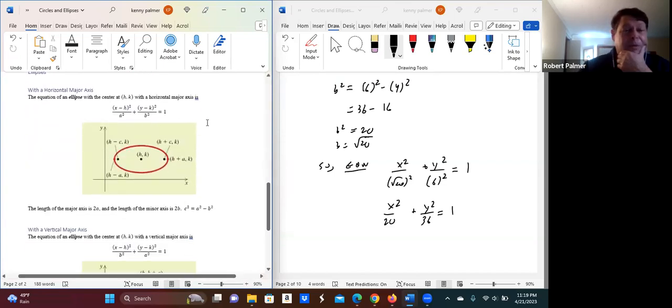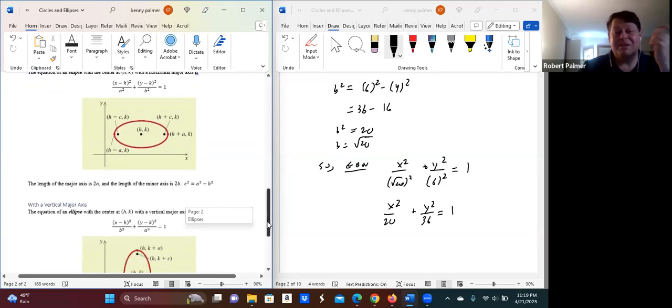We learned that if your bigger number, we called a squared, is under your x squared, you have a horizontal major axis. Okay, the length of the ellipse, the vertices are at the end of this major axis, and the length of the major axis is 2 times a. The minor axis, which goes through the center and goes to the other ends, has length 2b. Okay, then we also use focus or foci, two foci inside each, and basically all the equations you see are given by these, where c squared is a squared minus b squared.